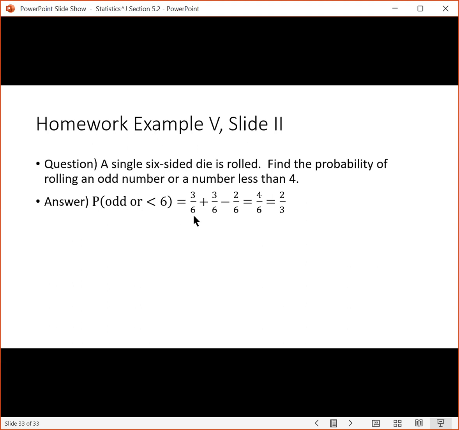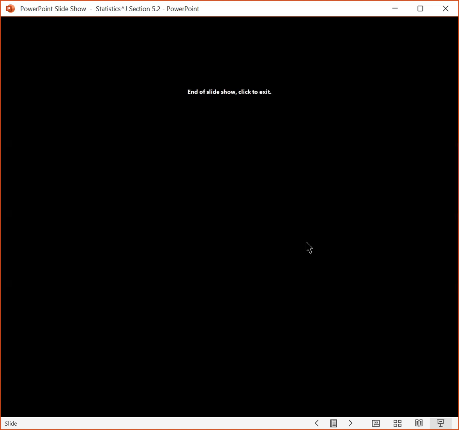So here are the odds. There are 3 odd results out of 6 total when rolling a die. Then less than 4 would be a 3, a 2, or a 1, so there are 3 possibilities that are less than 4 out of 6 total. Then we need to subtract off those that we've double counted. How many odd results are there less than 4? Well, 1 is odd and less than 4, and 3 is odd and less than 4. So we've double counted 2 results that we need to subtract off. If we do the math, we get 3 plus 3 minus 2 is 4 over 6, which reduces to 2/3. And that is it.